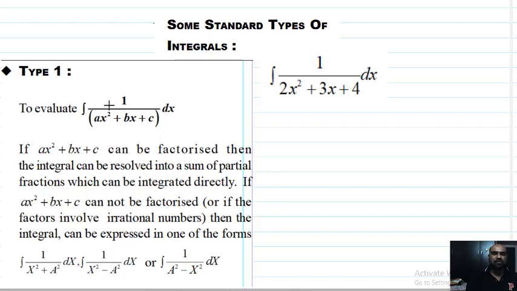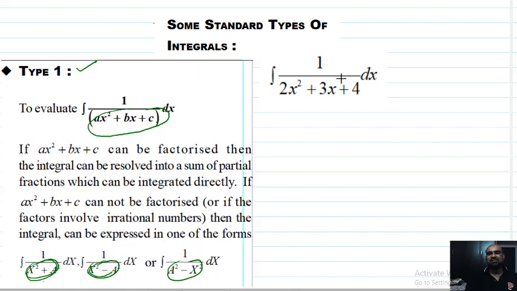Okay, students, if any problem is of the form, I can say type 1, integral 1 by ax square plus bx plus c, we need to convert this denominator either in this form or in this form or in this form. If your denominator is in this form, it is just like tan inverse of x by a, 1 by a into tan inverse of x by a. If your integral denominator is in this form, directly I can say it is 1 by 2a into logarithm of x minus a by x plus a. So this is also 1 by 2a into logarithm of a minus x by a plus x.